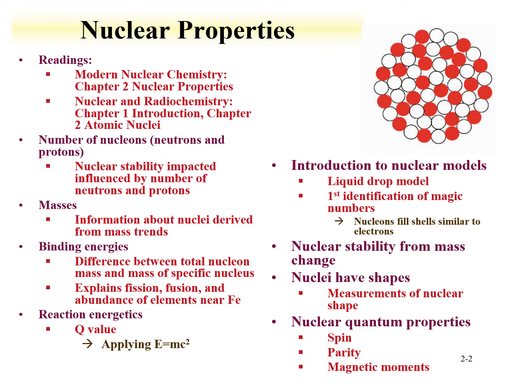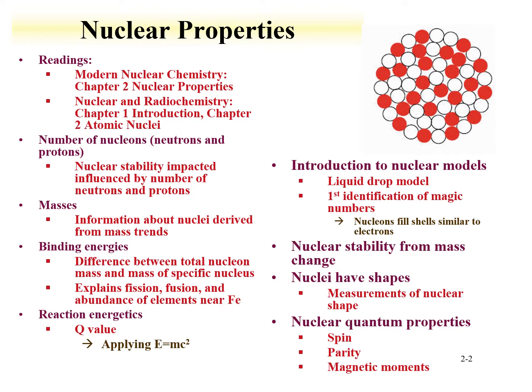For example, you look at the helium nucleus, it has 2 neutrons, 2 protons. One would think that the mass of the helium nucleus is just the sum of 2 neutrons and 2 protons. We're going to see that that is not the case, and the implications for that difference on the nuclear properties are going to be discussed. We're also going to explore how binding energy, this difference between the mass of the total nucleons and the mass of the specific nucleus, is going to be used to explain fission, fusion, and abundance of elements near iron.